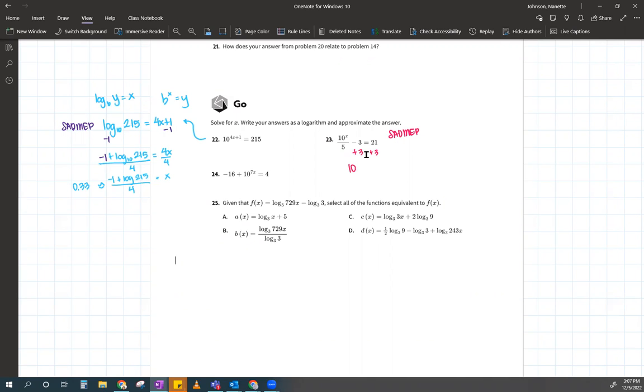So we did subtraction addition. The next thing, division and multiplication. Do you see any division or multiplication on the X side? And you're like, yeah, that divided by 5. Very good. So how do you get rid of divided by 5?